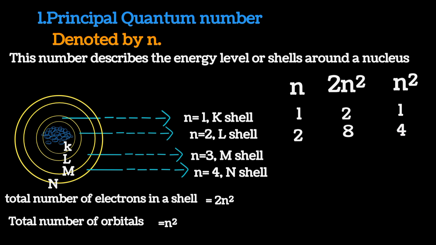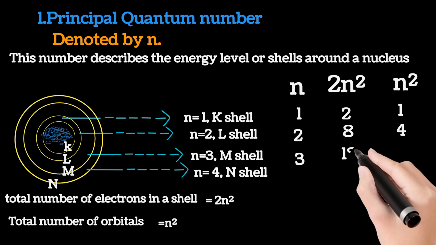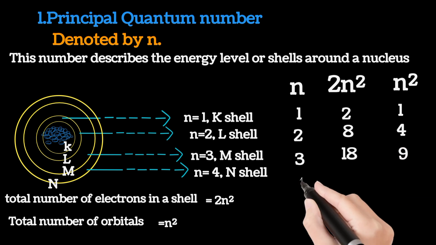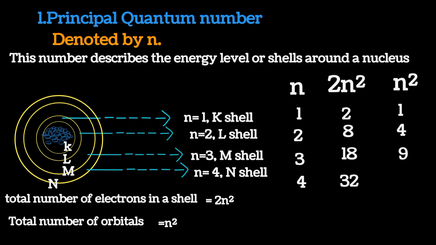4. In the third shell, it's going to be 2 times 3 squared, and that is going to be 18 electrons in the third shell, and the total number of orbitals will be what? 9. In the fourth shell, it's going to be 2 times 4 squared, that will be what? 32, and the total number of orbitals is going to be what? 4 squared, and that will be what? 16. So that is it about the principal quantum number and what you need to know.